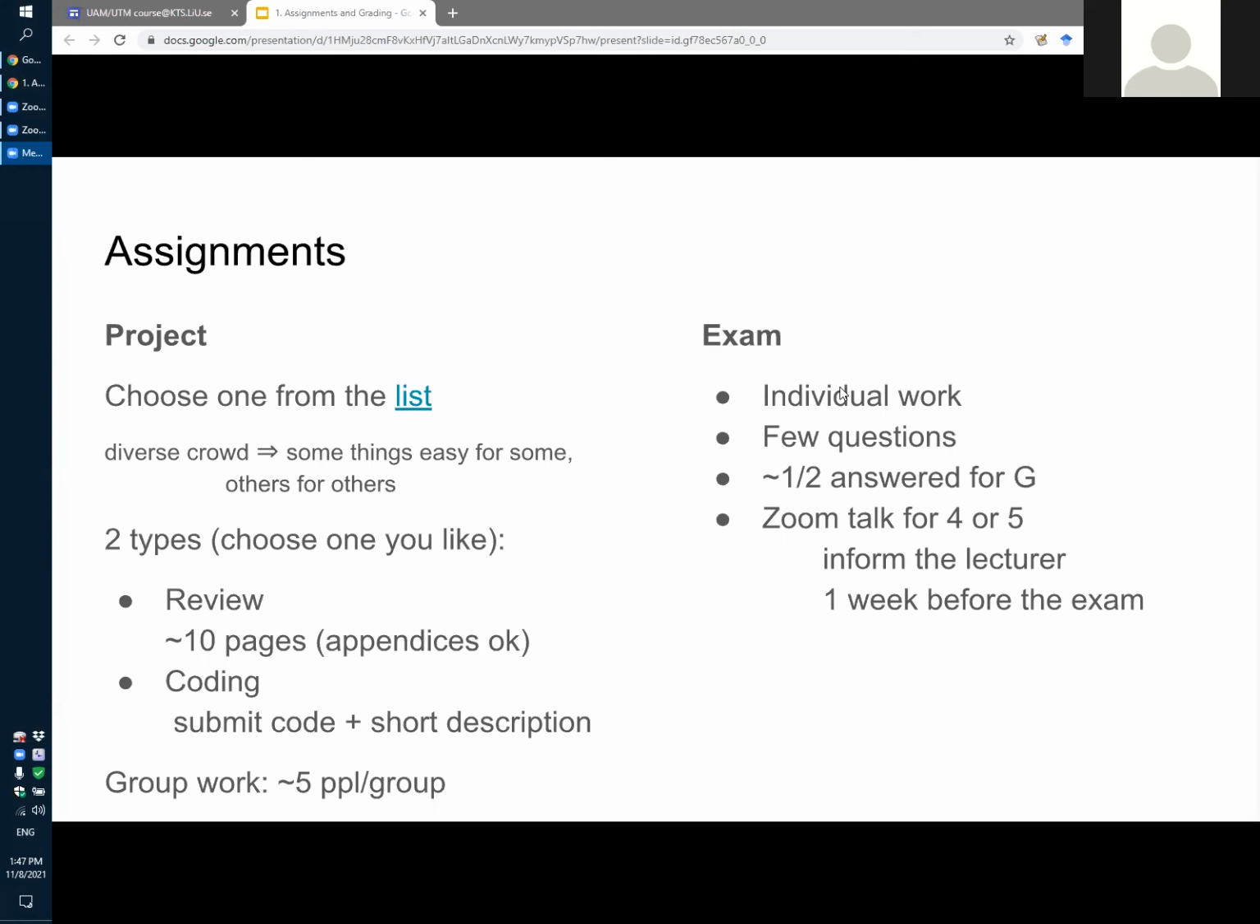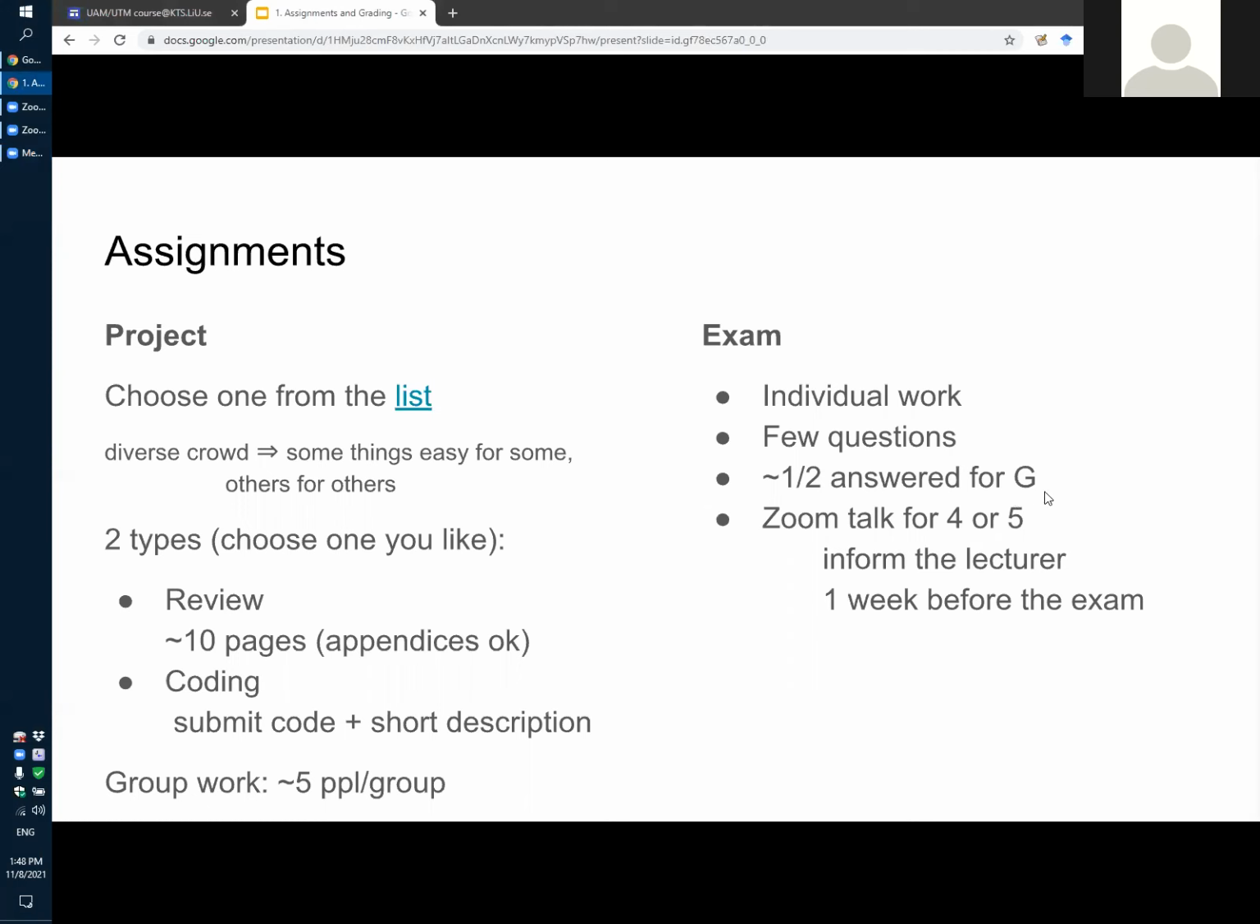So that's the project, and then the exam is, of course, individual work. So there will be a few questions. As I said, I'm filling the questions in as we go, and about half of them have to be answered for passing. And if you want a 4 or a 5, then you'll have to let me know about it, and we will meet after the exam, and you will explain to me how you solved the problems. I'll send an email with details on that.